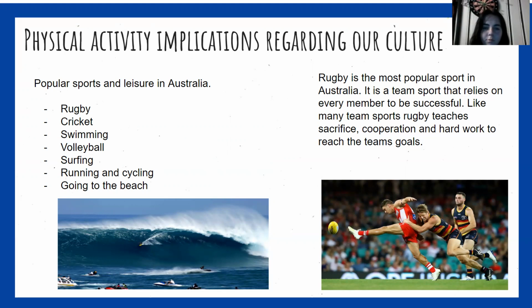Rugby is the most popular sport in Australia. It's a team sport, relies on every member to be successful. It's similar to a lot of other team sports in that it teaches sacrifice, cooperation, and hard work to reach team goals. It's not an individual sport, it's a team sport. Surfing is another big part of Australian culture. 1 out of 10 Australians report surfing or being a part of surfing culture. And in surfing, you've got to be patient, dedicated, disciplined, to be a good surfer and to enjoy surfing.